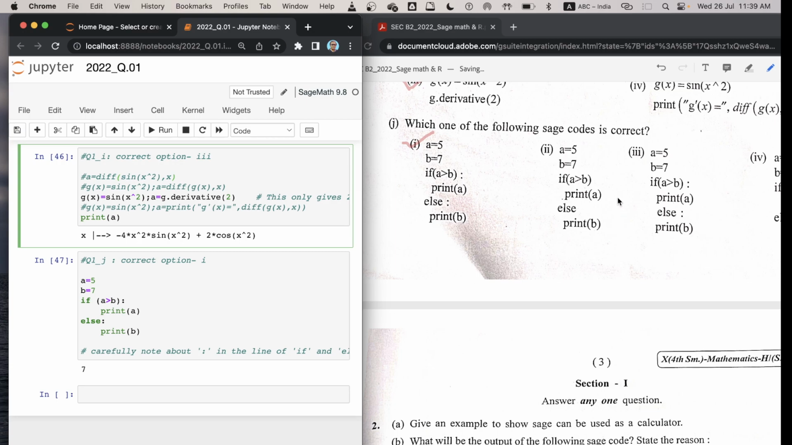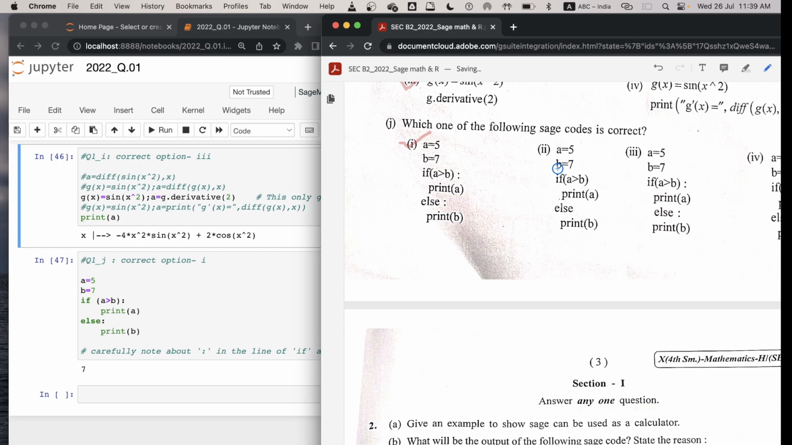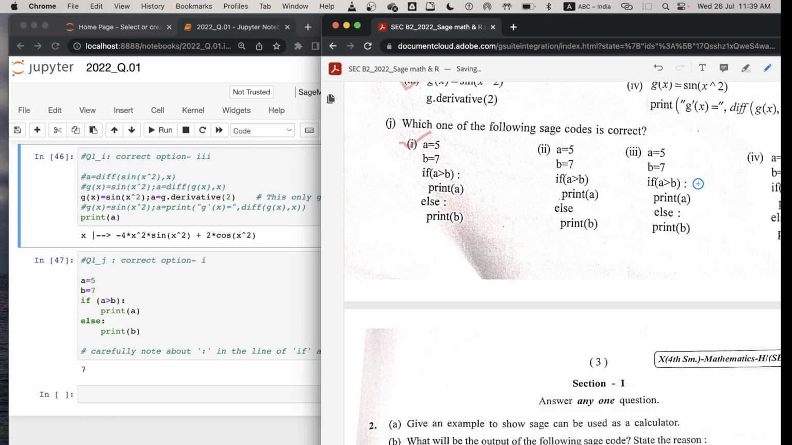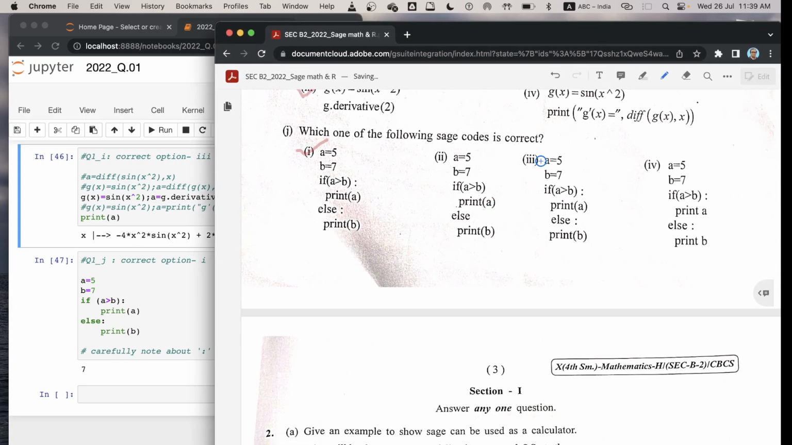The correct answer is 1. Option 2 is not correct, because in the line of if there is no colon, and in the line of else there is no colon. Option 3 is also not correct, because here else is within the indentation of the if, including the if block. Option 4, print a is not within the parenthesis, and print b is not within the parenthesis, so this is also wrong.